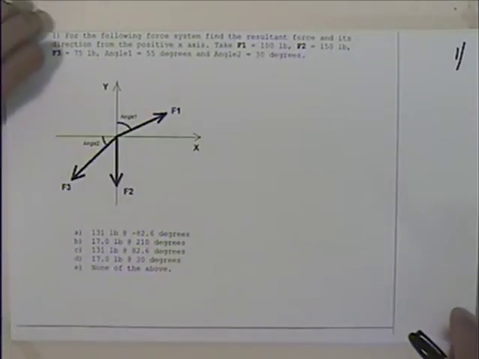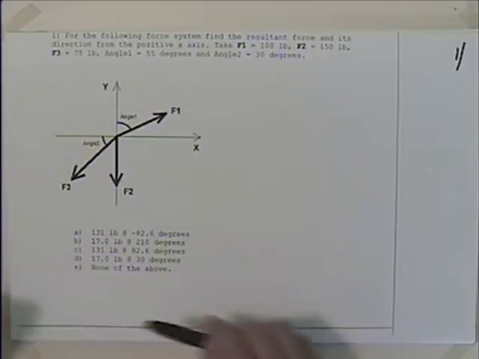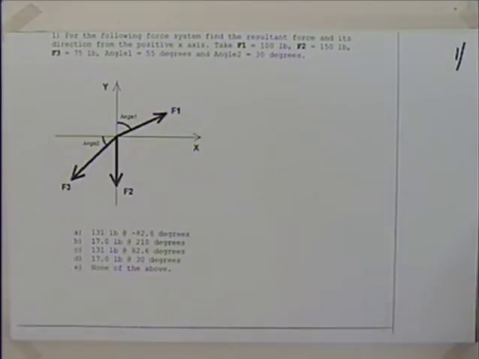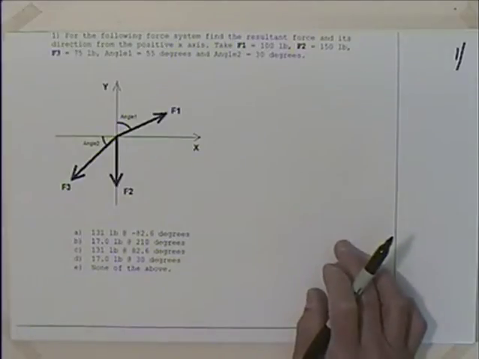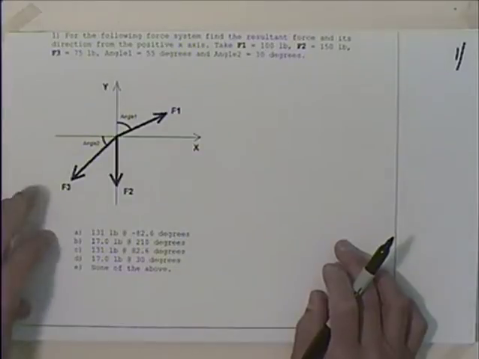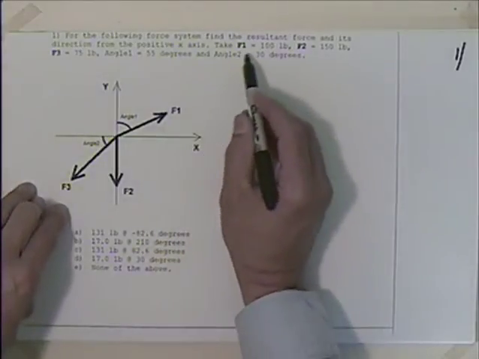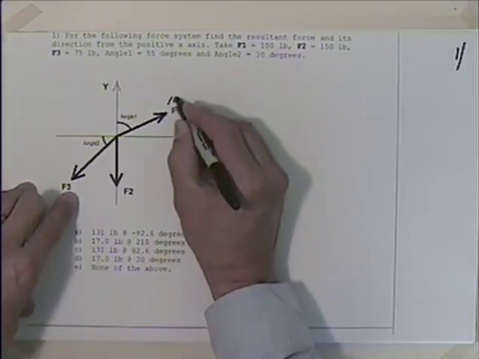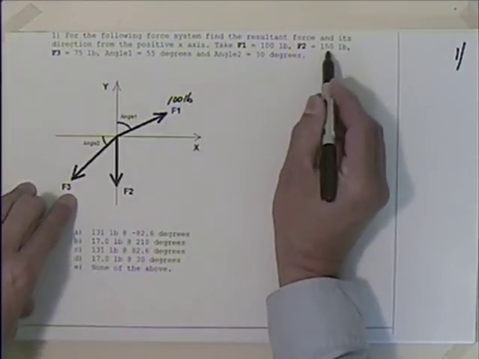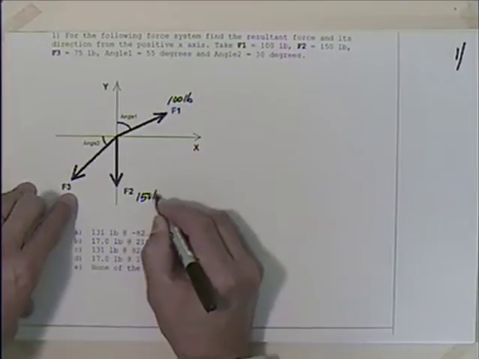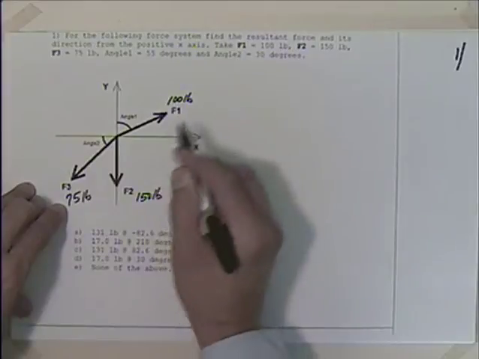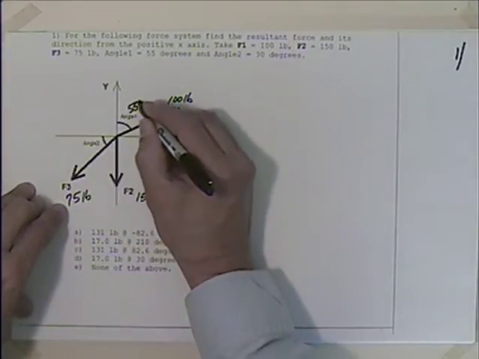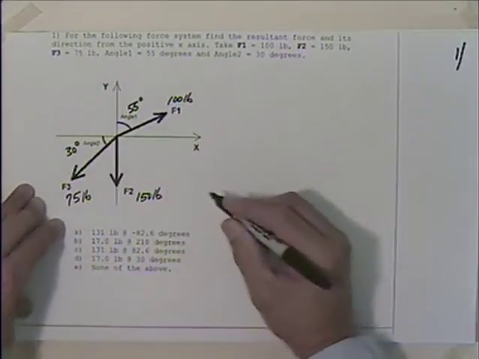If the text is a little bit blurry on here, I've tried to blur this up some, but remember you can access the PDFs again through the website, and those should be a lot clearer. We've got problem number 1 here. We're given the following force system, and we're told that F1 is 100 pounds, F2 is 150 pounds, and F3 is 75 pounds. And that angle 1 is 55 degrees, that angle 2 is 30 degrees, and of course F2 is acting straight down.